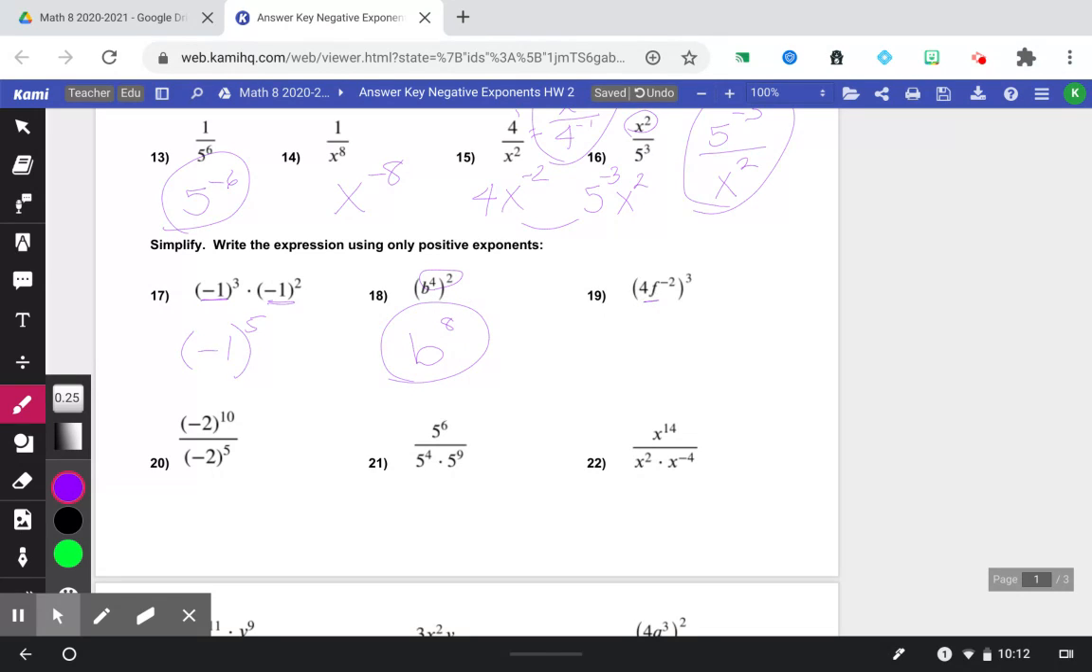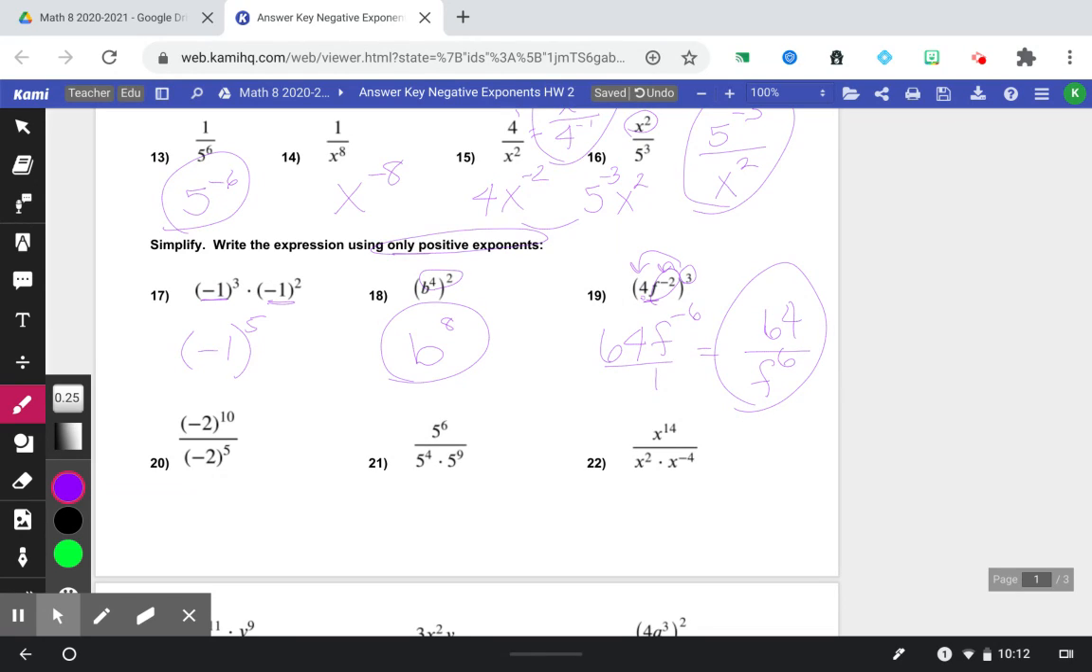19, power to a power. Take each part and raise it to the third power. So 4 to the third power. 4 times 4 times 4, 64. Then take f to the negative second to the third power. Keep the base of f. Multiply the exponents. We're not done because the directions say only positive exponents. So I'm going to put this over 1. 64 has a positive exponent, so I'm going to keep it. And the f is going to flip and become positive.